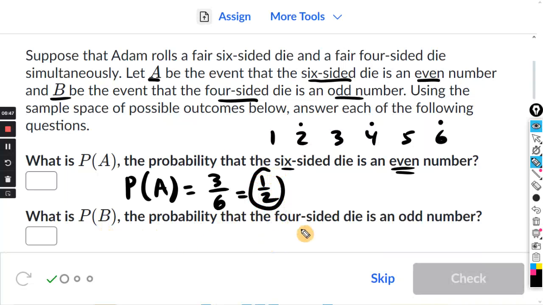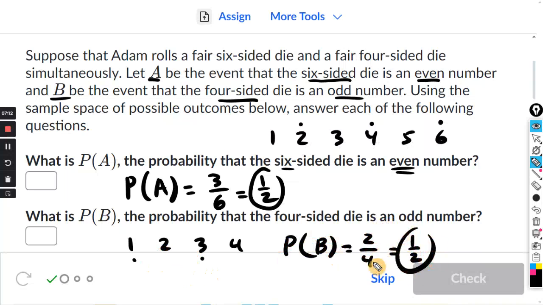The probability of B that the four-sided die is odd. Again, that's easy. The four-sided die has 1, 2, 3, 4. And how many of those are odd? Just 1 and 3. So the probability of B that the four-sided die is odd is just going to be 2 out of 4, which again just equals 1/2.